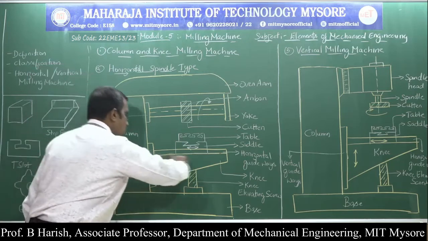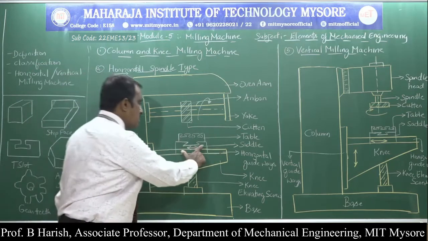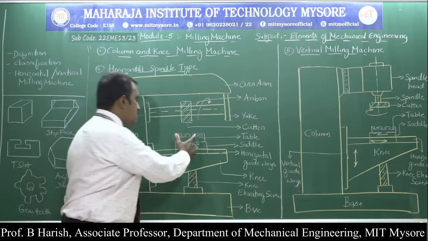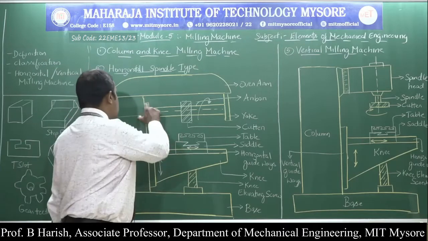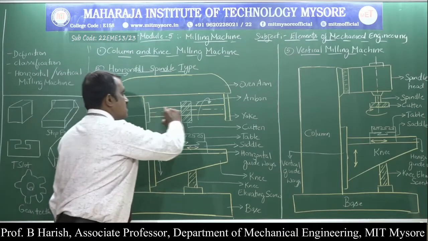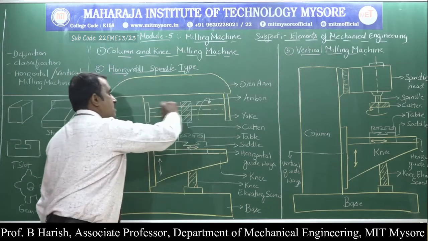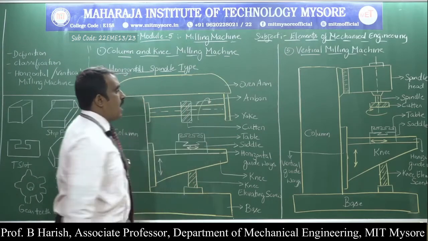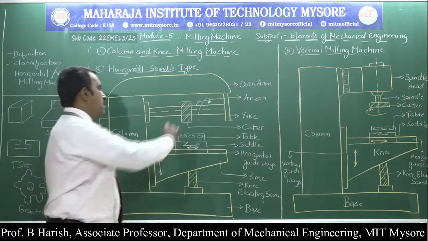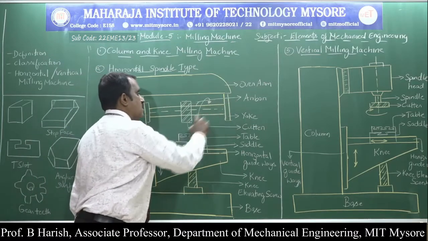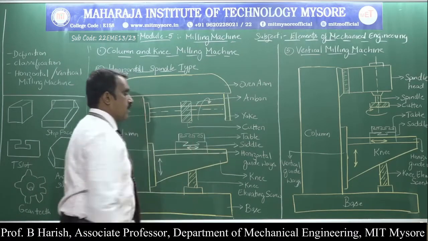So this is the column, this is the knee. And this is the saddle. And this is the table. Over the saddle, a table will be fixed. And this is the spindle. And this vertical shaft-like structure is called the arbor. And this is the cutter, the milling cutter.